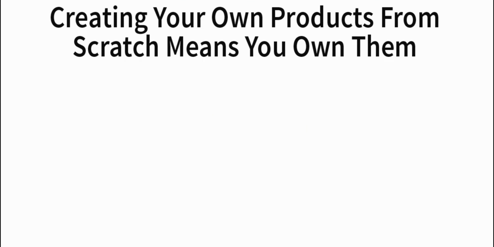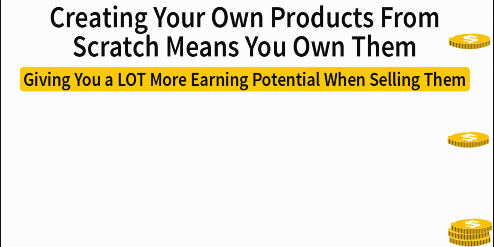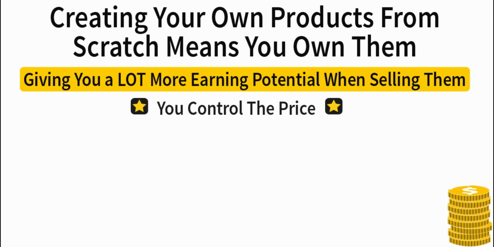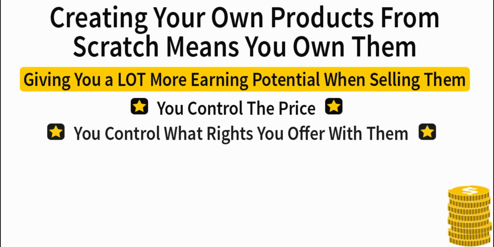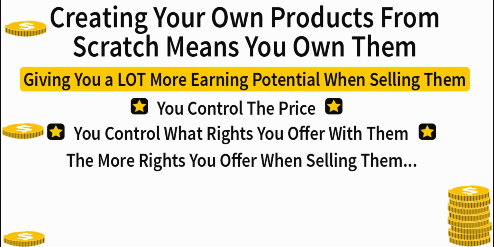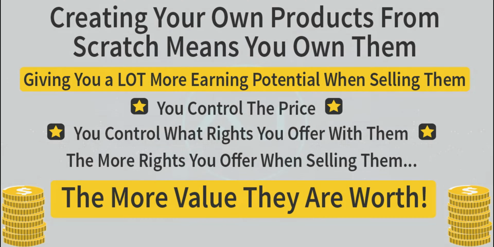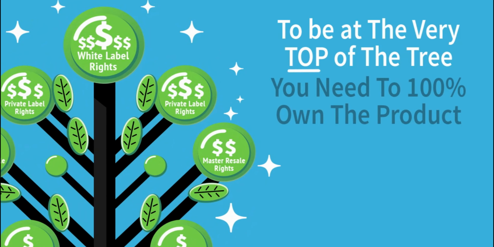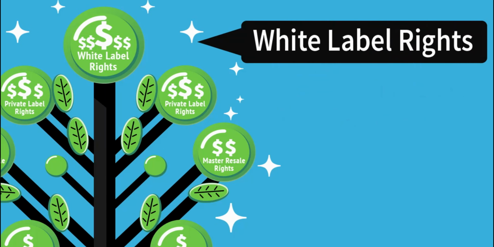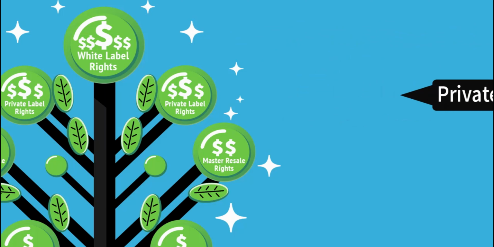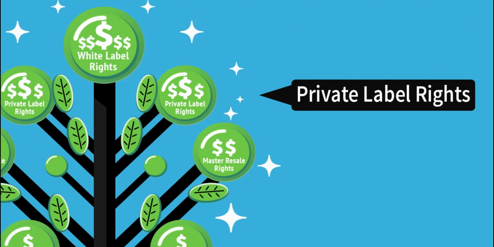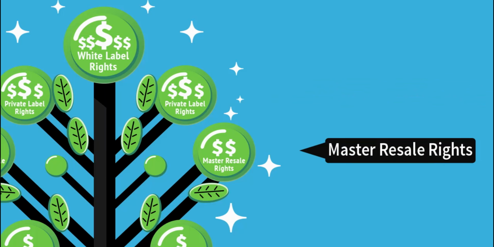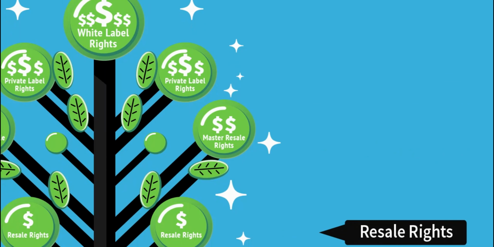By creating your own products from scratch, you essentially own them. This gives you a lot more earning potential when selling them, because you control the price and what rights you offer with them. The more rights you offer when selling them, the more value they are worth. Let me explain. To be at the very top of the tree, you need to 100% own the product. This is also referred to as white label rights. Below that, you have private label rights, or PLR. Then you have master resale rights, and then resale rights.